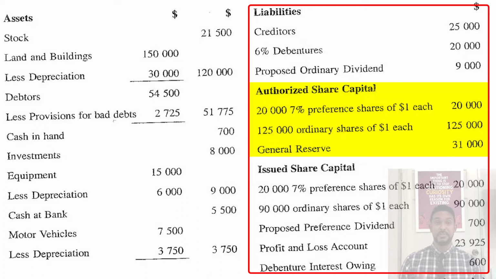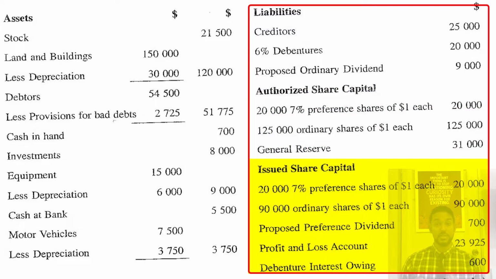Authorized share capital. So this is the legal maximum value and, well, number of shares the company is allowed to issue. So we have 20,000 7% preference shares of $1 each. 125,000 ordinary shares of $1 each, and the general reserve, but that's not supposed to be under authorized share capital. That's not share capital, that's a reserve, so that shouldn't be there. So that's one of the errors they're talking about.